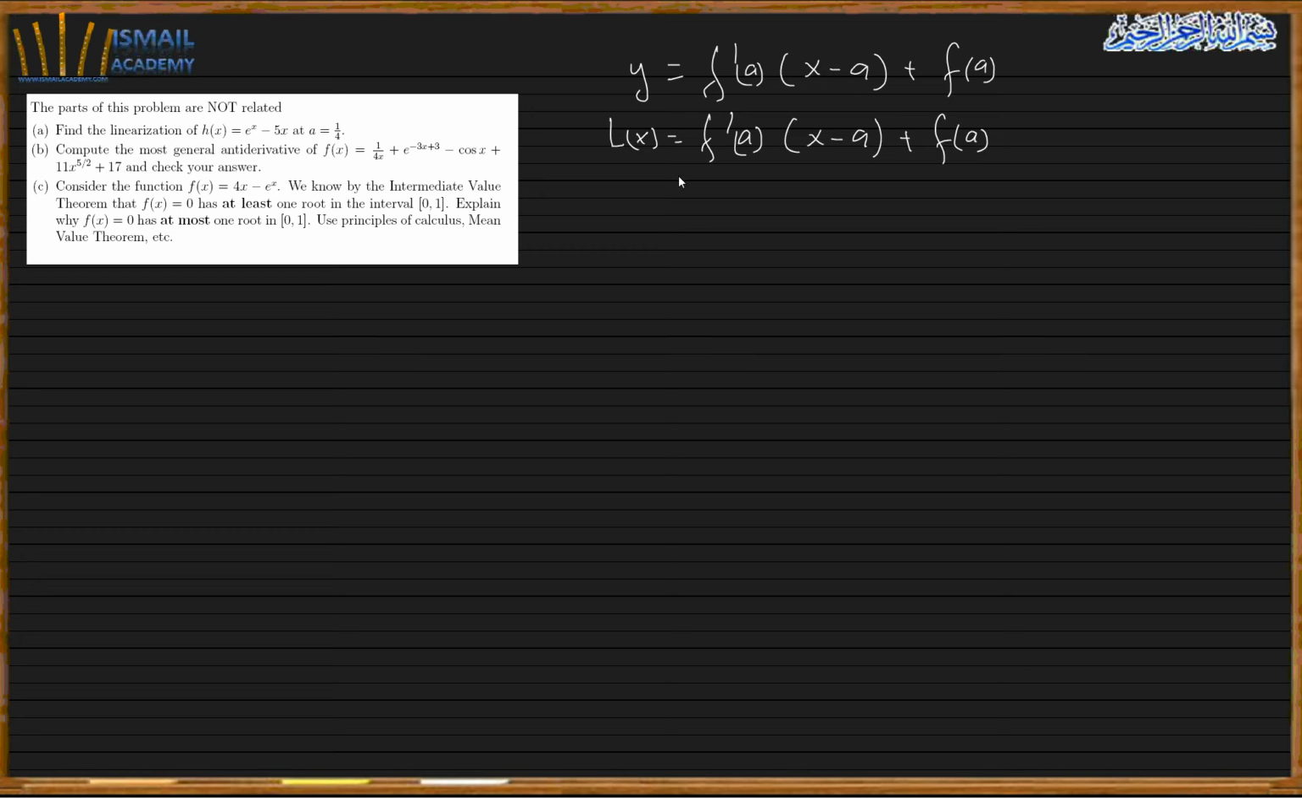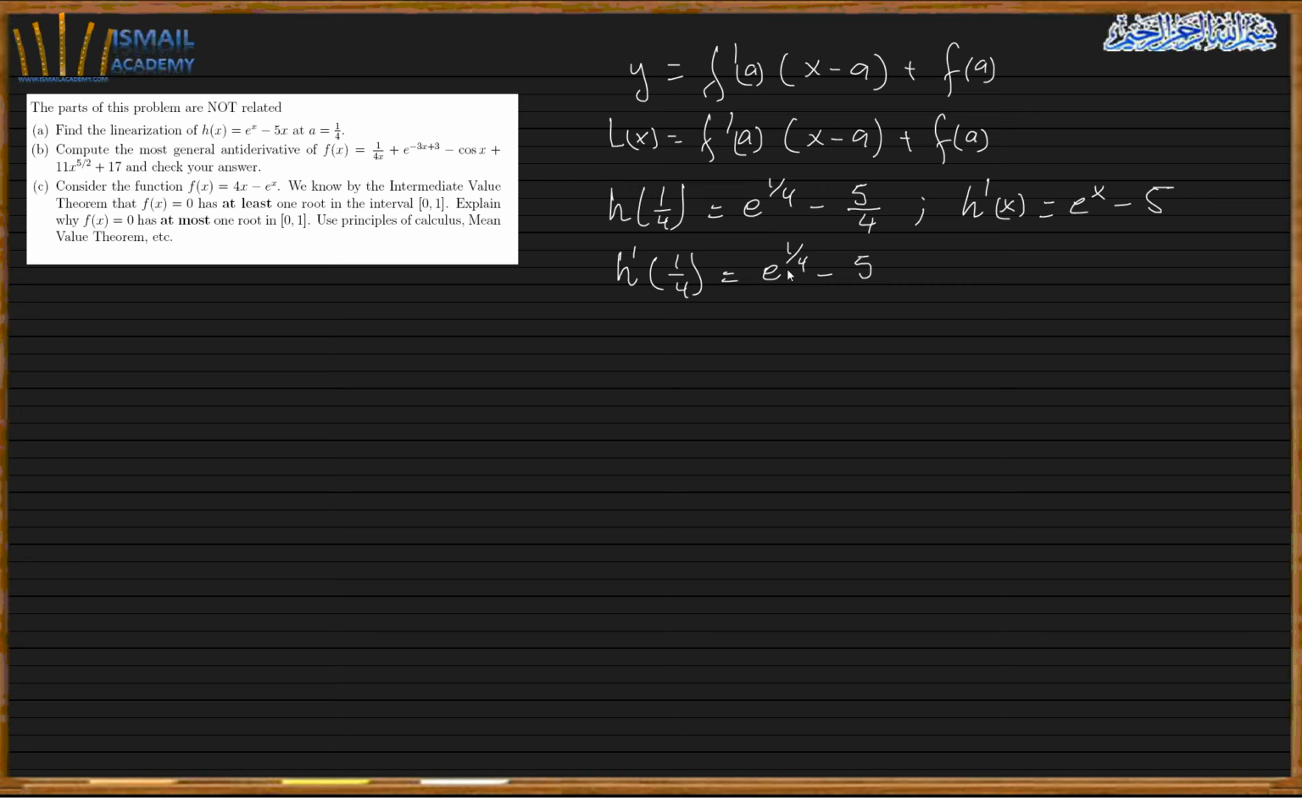So this is the linearization of a function. Now I need to do the linearization of h of x. What I need to do is find out what is h prime of 1/4 and what is h of 1/4. So h of 1/4 is e to the 1/4 minus 5 over 4. And h prime is e to the x minus 5, which means that h prime of 1/4 will be e to the 1/4 minus 5.